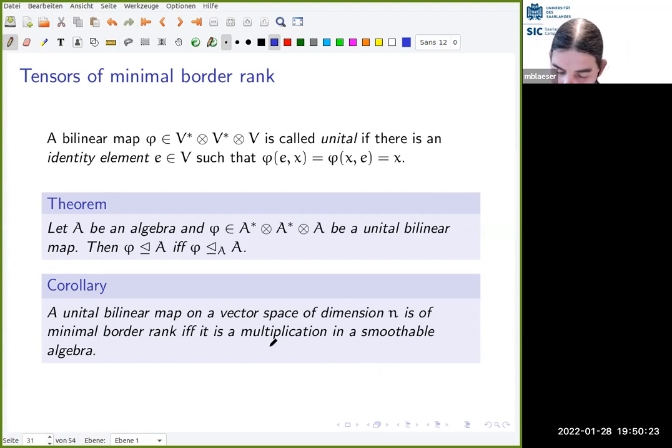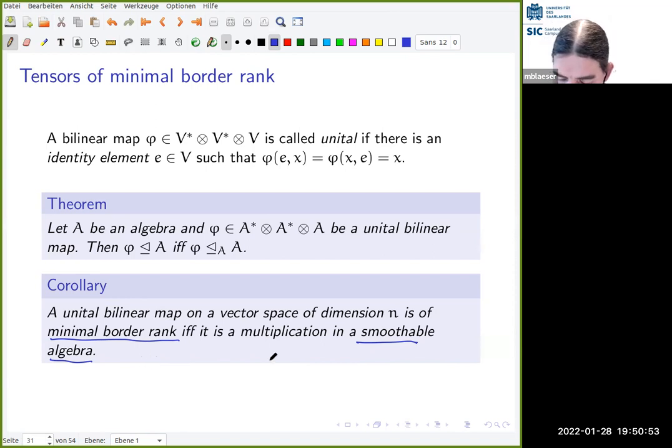And this essentially gives you, here we have minimal border rank. This is a complexity theoretic definition. And this is an algebraic definition. So therefore we essentially know, unfortunately this concept, the smoothable algebras, are not completely understood, but this would give us an algebraic way to understand these tensors of minimal border rank.